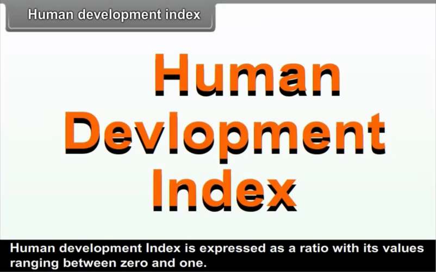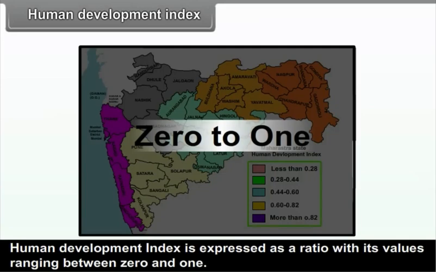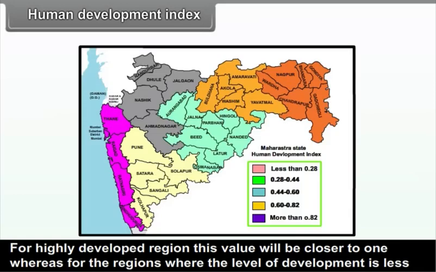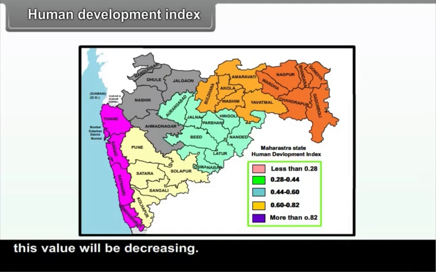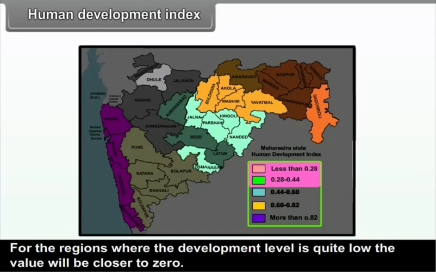The Human Development Index is expressed as a ratio with values ranging between 0 and 1. For a highly developed region, this value will be closer to 1, whereas for regions where the level of development is less, this value will be decreasing. For regions where the development level is quite low, the value will be closer to 0.